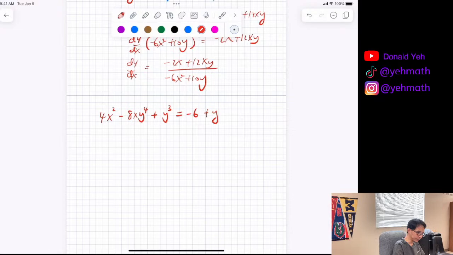Yeah, I got to that part, but I'm not isolated. I had dy over dx. It was minus 6 squared. Yeah, it's minus 6 plus y. So when I moved y, that was one side.